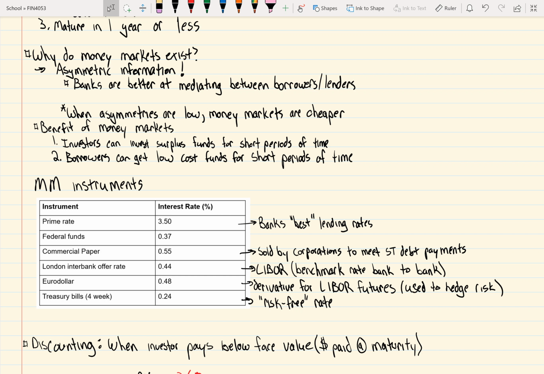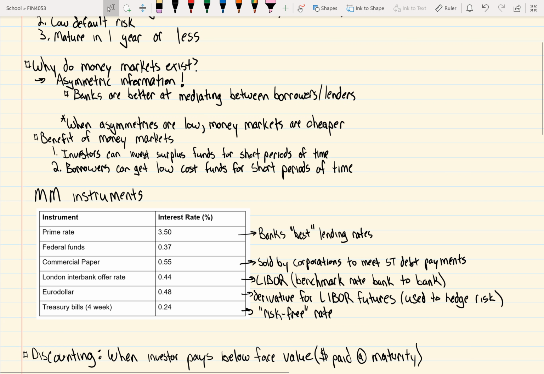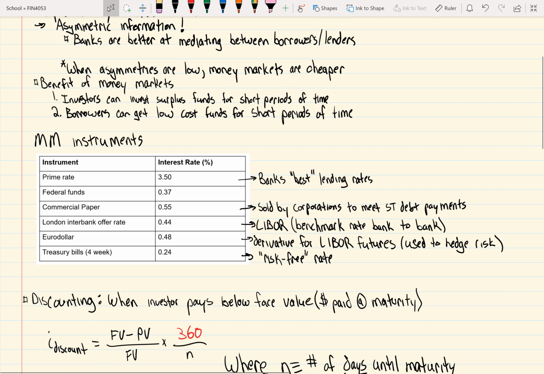So here are some of the money market instruments. First, the prime rate, which right now is about 3.5%, or I guess at the time of this book, which is a couple years ago now. This is essentially the best, in quotations, lending rate that a bank would offer, for people with the best credit rating. Next is the federal funds rate, which I already talked about in chapter 9 or 10, but you can review both of those chapter slides in the video. And the next is commercial paper, which is a little bit more than the federal funds rate.